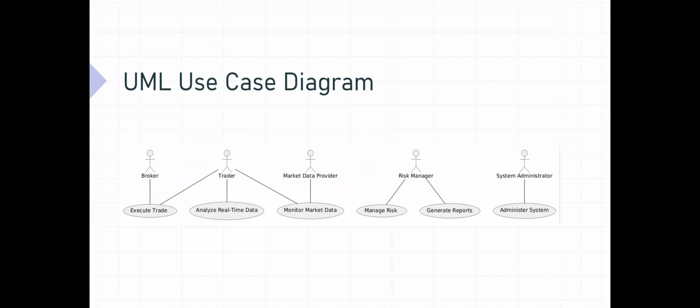So here is my UML use case diagram. It visually represents the various actors interacting with the system and the key use cases they perform. It outlines the primary functions such as executing trades, monitoring market data, managing risks, generating reports, and providing an overview of the system's capability from the user's perspective.